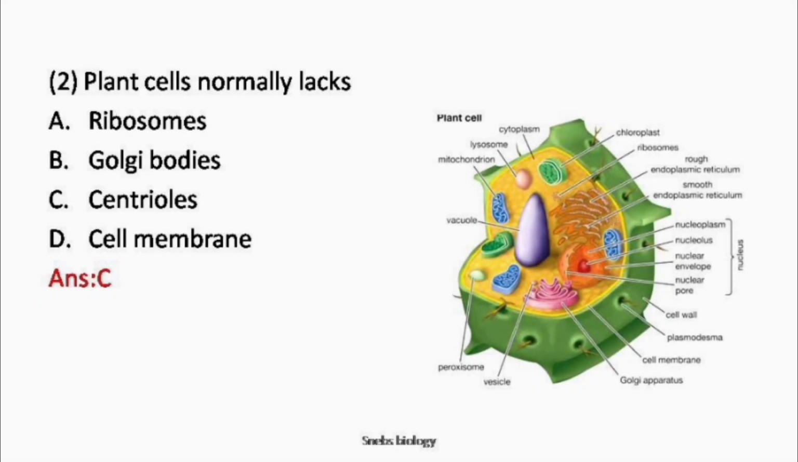Next, question number 2. Plant cells normally lack option A ribosomes, option B Golgi bodies, option C centrioles, option D cell membrane. So the correct answer is centrioles. Centrioles are minute submicroscopic subcylindrical structures occurring in most animal cells but are absent in higher plants. These are required to form basal bodies, cilia, flagella and astral spindle poles. Okay, so the correct answer is option C.